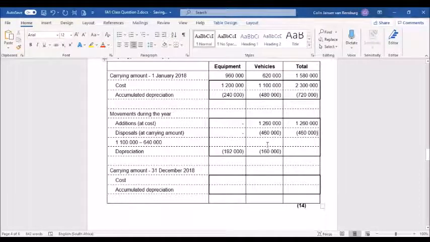That row was just for our own working. So now we go to the one that contains the row that contains the depreciation. So we add minus 192,000 minus 160,000, which gives us a total of 352,000.